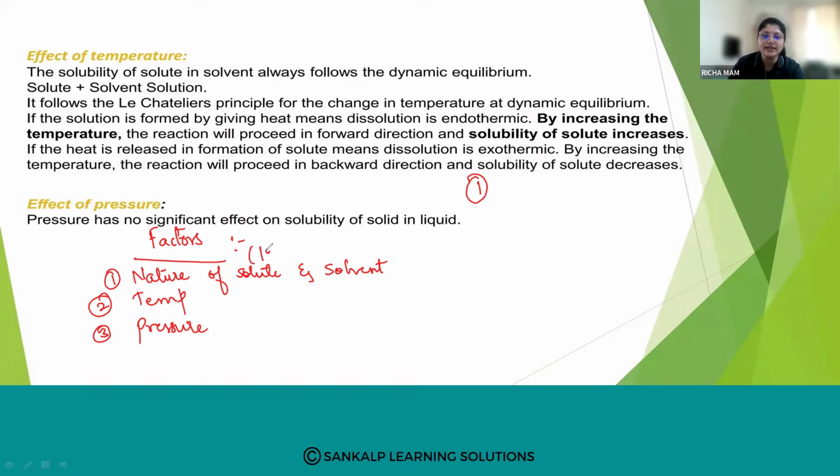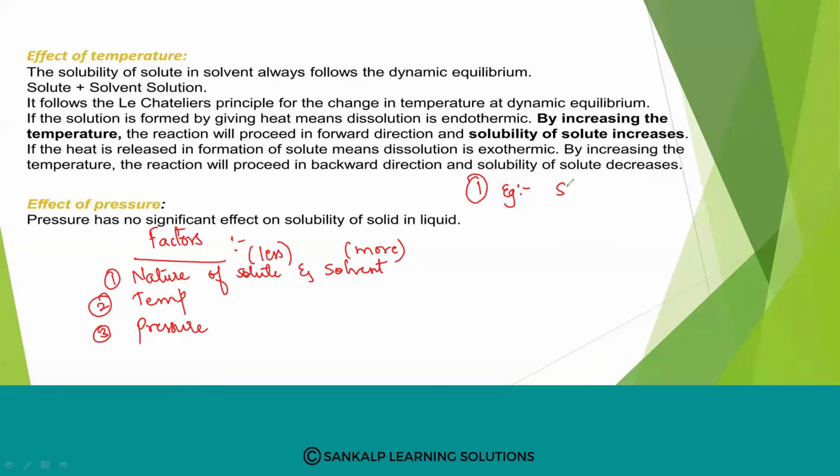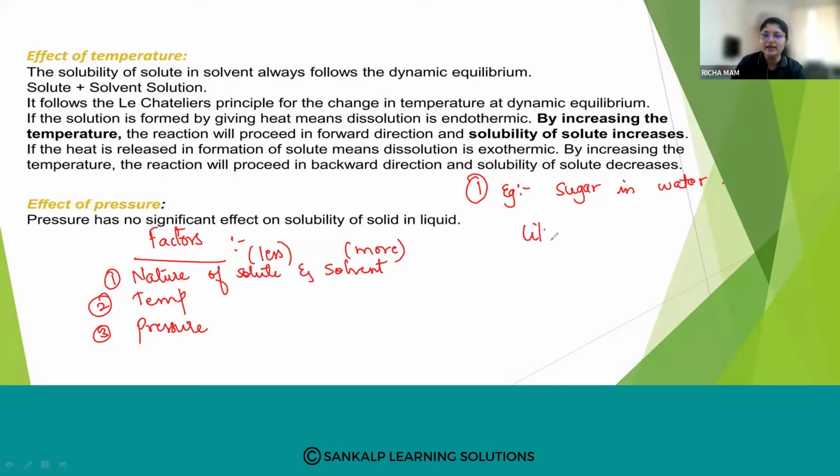You know that solute will be present in less quantity, solvent will be present in more quantity. Suppose I take the example of sugar in water. This is an example of a solid dissolving in a liquid. Now remember, when you are talking about nature of solute and solvent, you have to remember like dissolves like. What do you mean by this? Like dissolves like means polar solute dissolves in polar solvent.